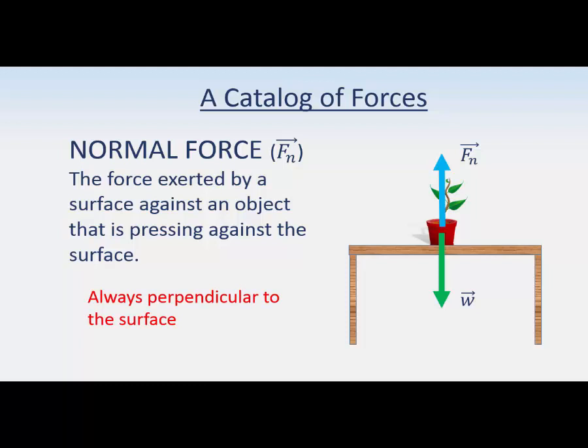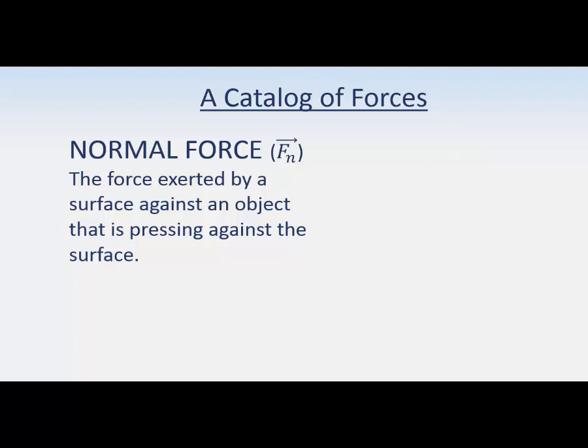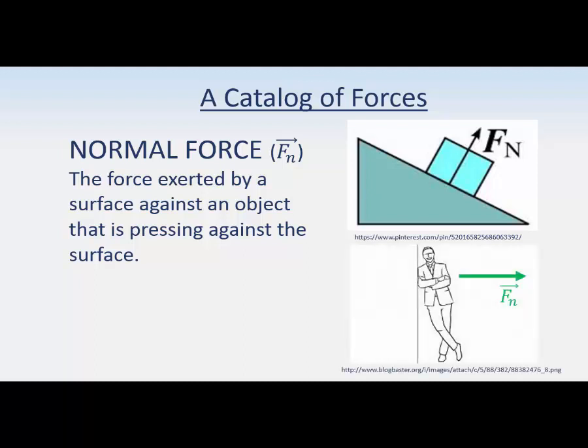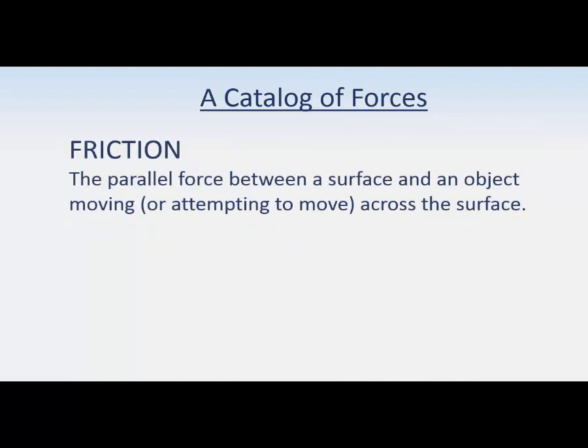The perpendicular property of the normal force applies even when the surface is at an angle, such as with this ramp, and you see the normal force is applied perpendicular to the ramp surface, or if the surface is straight up and down vertical, such as this man leaning against a wall, and the wall exerts a normal force perpendicular to its surface. A force which we have ignored up to this point is friction, but now we're going to start taking it into account.